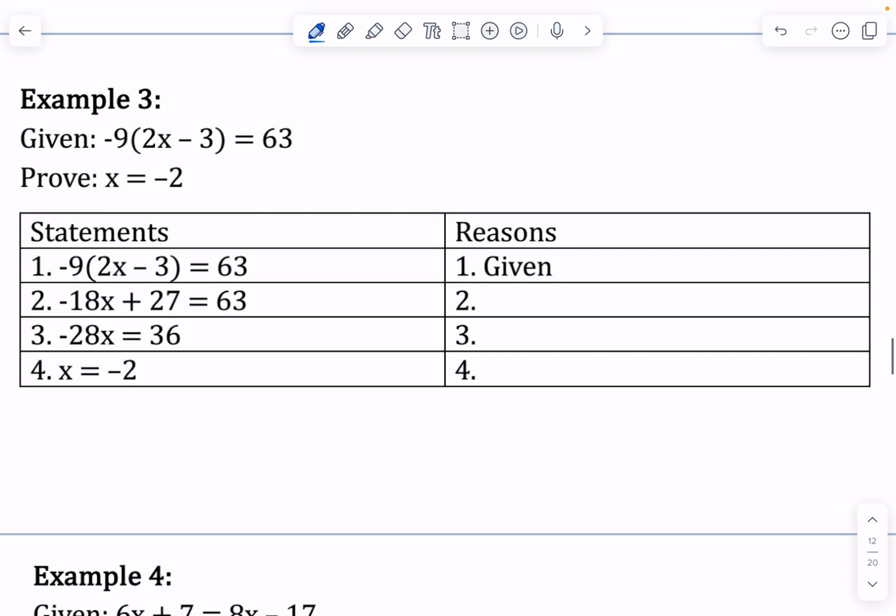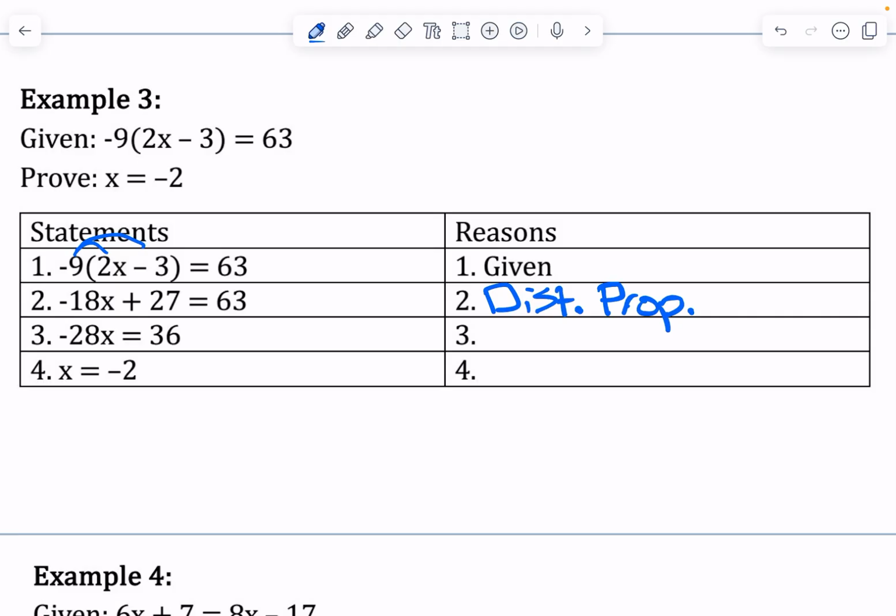Next one, example 3. Okay, the given is there for us. So we can see that the parentheses disappeared, so they must have distributed the -9 in there. So that's the distributive property, not POE. Okay, this is where that comes into play. We didn't distribute on both sides. It's not property of equality. We just did it on the left side, so it's just distributive property.